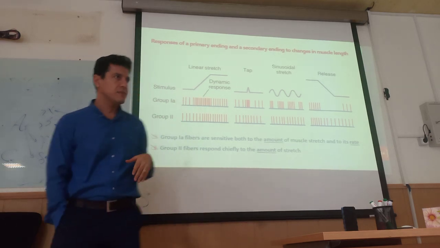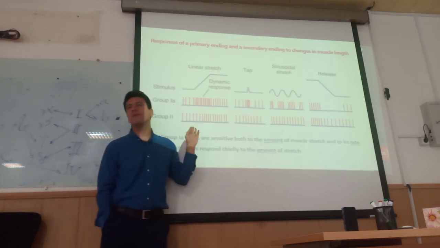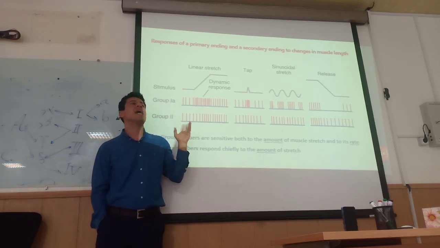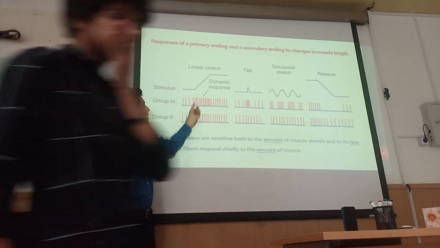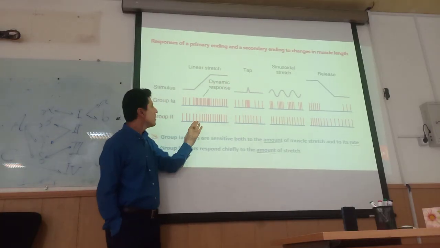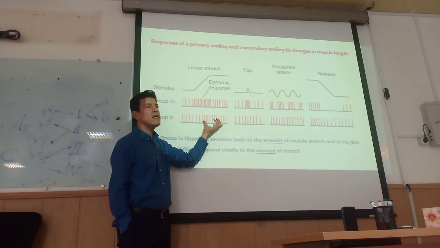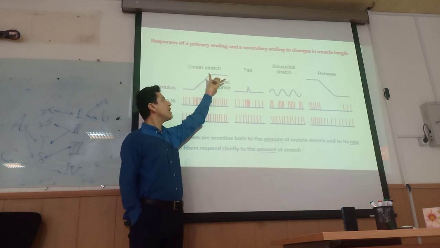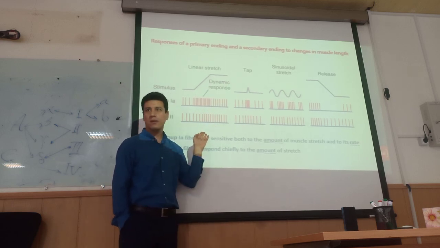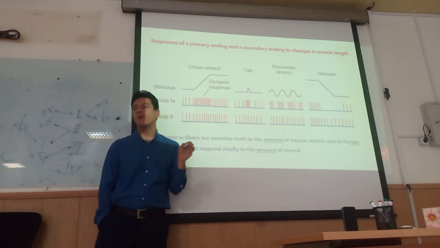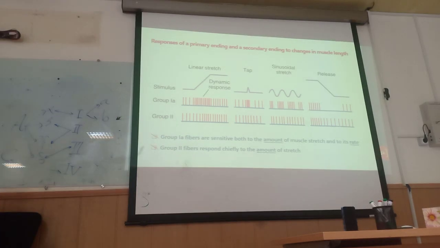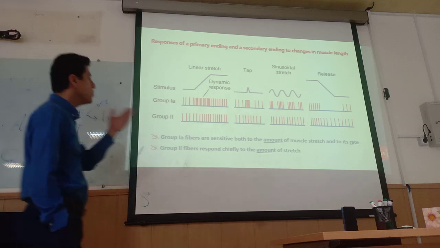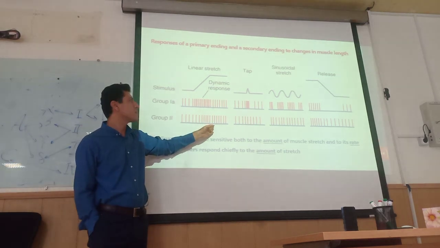After the stretch, it sends more action potentials than the resting, but fewer action potentials than dynamic response, right? But group 2 fibers only respond to a static stretch, right? So, when you are stretching the muscle, they continue to fire a little more than the resting state. There is no difference between this phase and this phase in this receptor, right? So muscle spindle has two types of fibers, 1A and 2. 1A fiber has both dynamic response and static response. But group 2 has only static response.